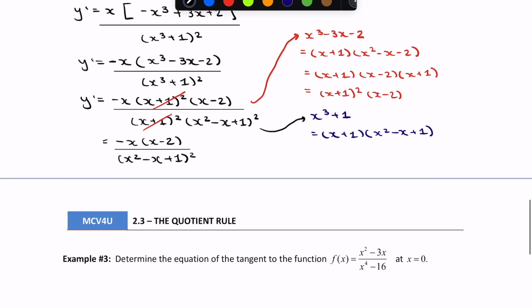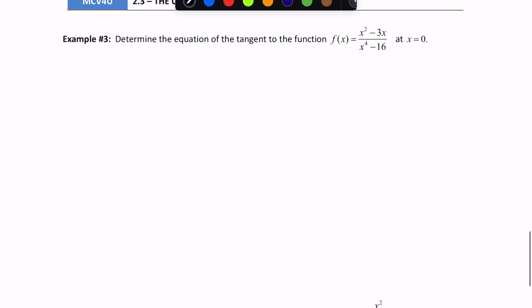Okay, so let's continue on. So example 3 here says, determine the equation of the tangent to the function f of x is equal to x squared minus 3x over x to the power 4 minus 16 at x is equal to 0. So if you recall, we have to find the equation y is equal to mx plus b, which is the equation of the tangent, or equation of a line. And this is when the slope is equal to f prime of x, and we know that x is equal to 0.